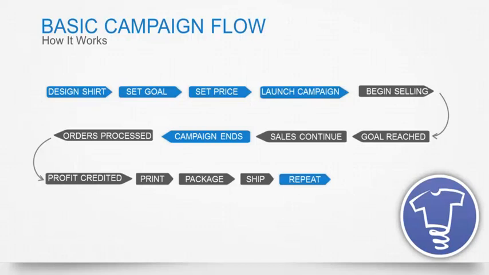So you design the shirt, you set the goal, then you set your price. You're going to know how much it's going to cost to produce the shirts right up front. Okay, and then you add in your profit margin over that. The two of those together equals the selling price.